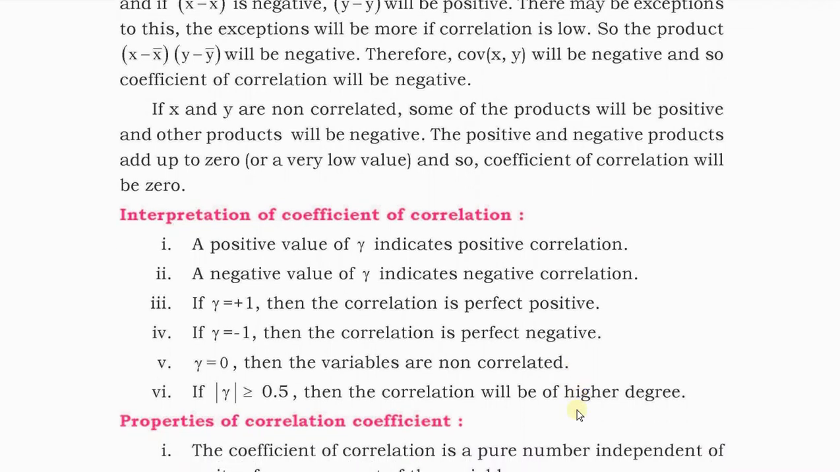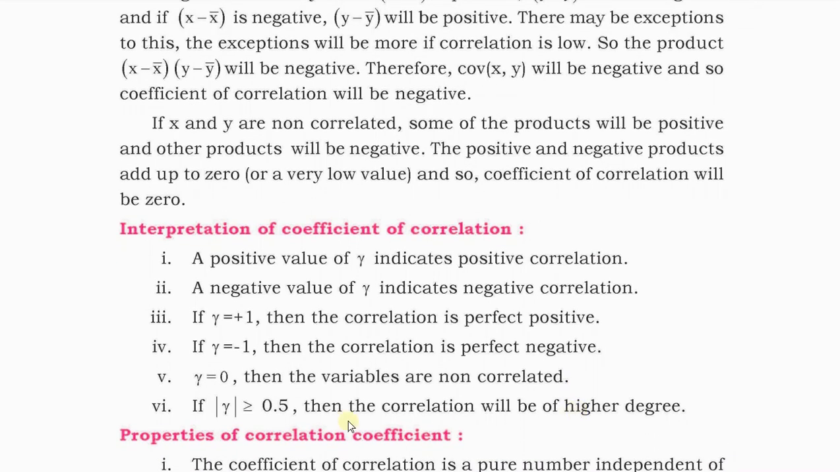And if the correlation coefficient value is, they have written the absolute here. So absolute means if the correlation coefficient value is greater than 0.5 in terms of positive correlation, it means it will be of a higher degree positive correlation. Suppose if you remove the absolute here, if the answer is negative, this sign will be reversed and it will be written as lesser than minus 0.5. So if it is lesser than minus 0.5, then there will be higher degree negative correlation.